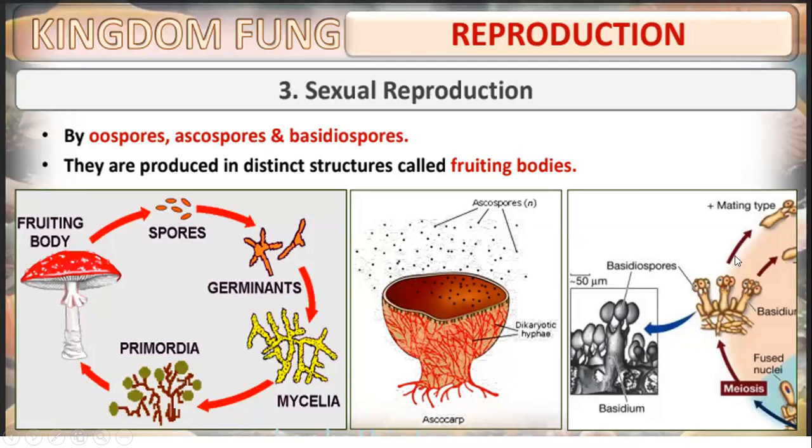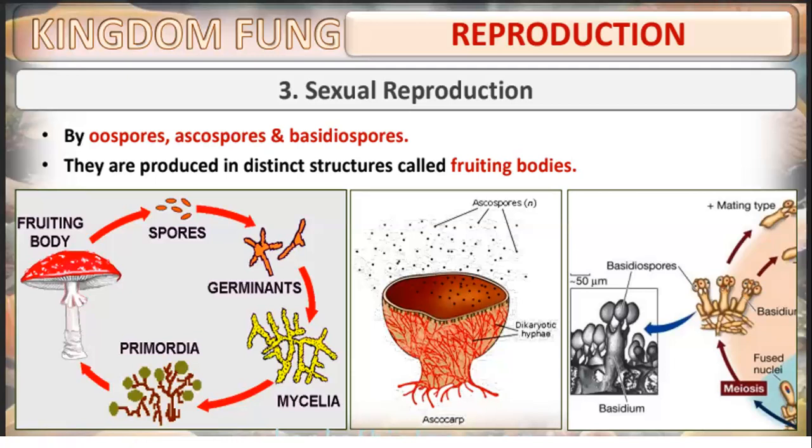These basidiospores will give male and female, plus and minus. They will fuse to form zygote. Zygote will undergo meiosis to form spores again. Now, one thing you have to know, fungi are mostly haploid. Our body cell is diploid, meaning we have two sets of chromosomes. But the fungal body is haploid. Fungal body is haploid.